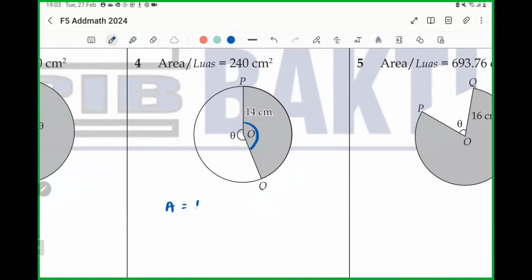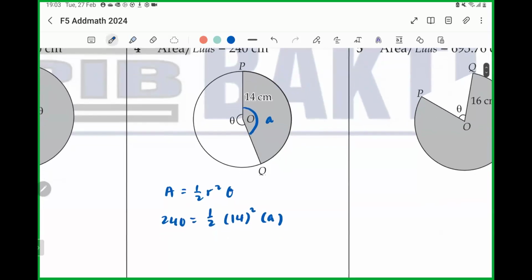So area equals 1 over 2 r squared theta. So 240 equals 1 over 2, 14 square theta. Okay, don't use the theta, sorry. Use any other alphabet. Let's say A here, so times A. X, Y, Z can also. In order to get A, then 240 times 2 divided by 14 square. 2.449 radian.